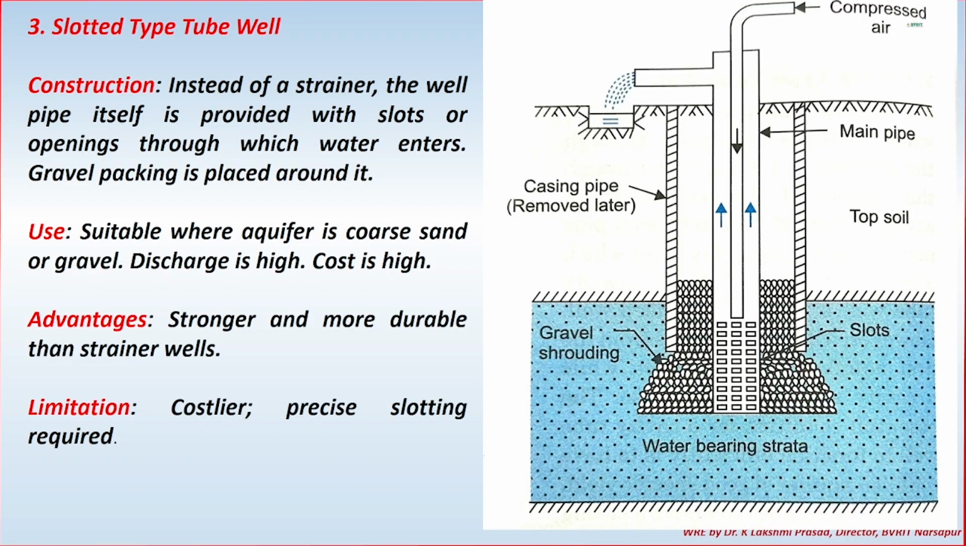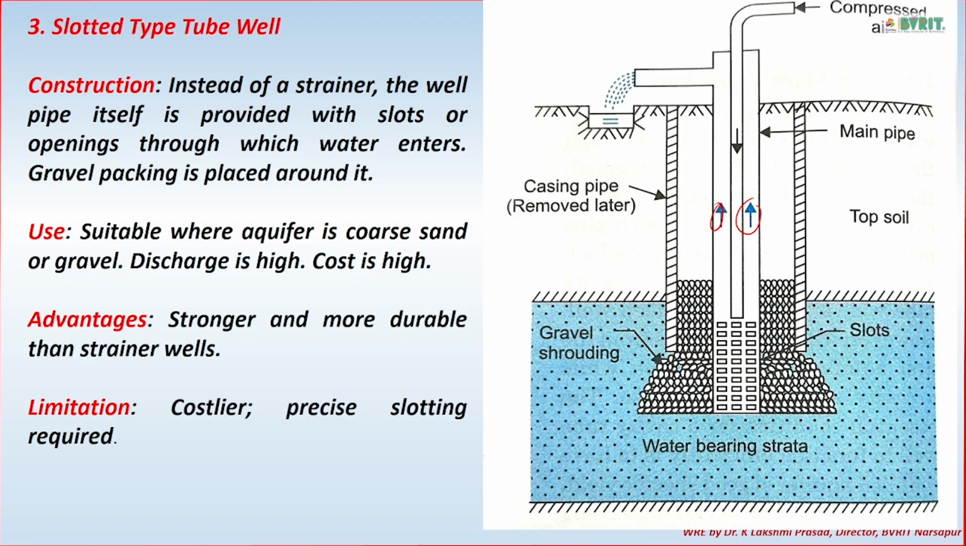In that case, we will be continuously sending compressed air into it, and naturally the fine particles will be dislodged. Only the water is taken outside through these pipes, whereas the central pipe is used only to send the compressed air, so that the soil particles do not enter the pipe; they are always moved away.